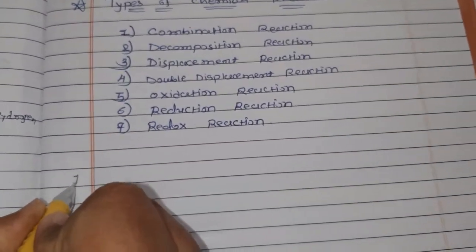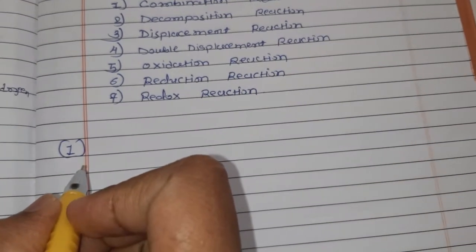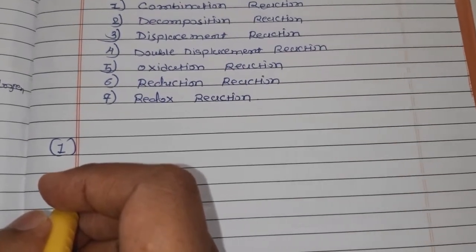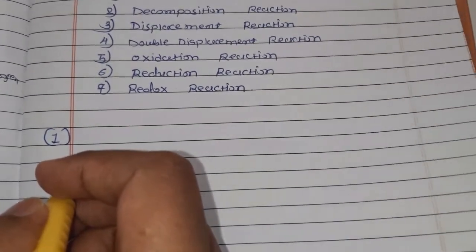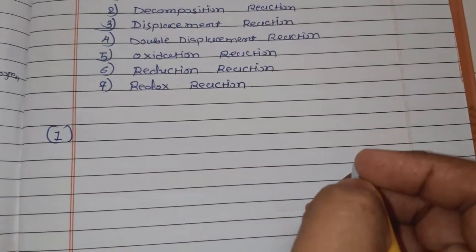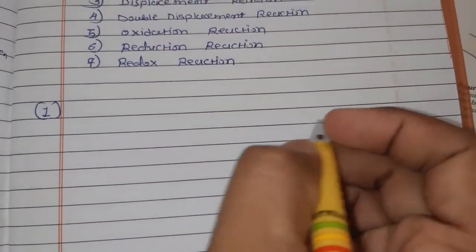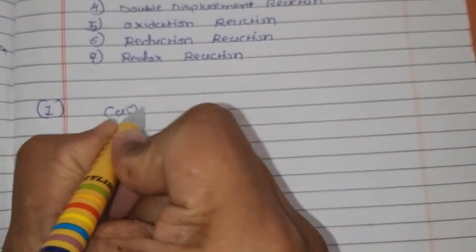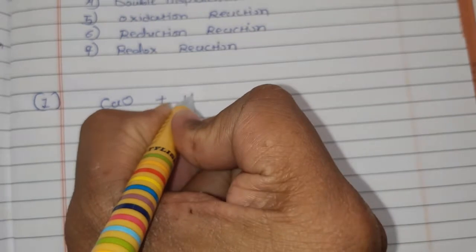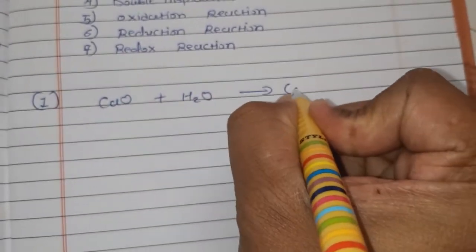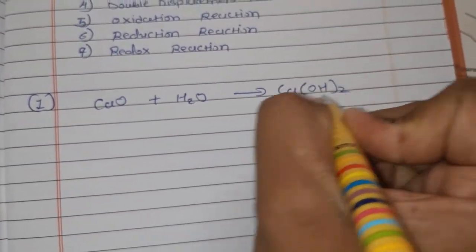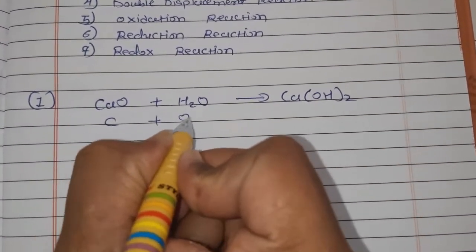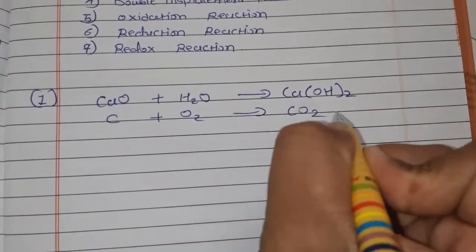The first one is the combination reaction. Combination means that when two or more substances, elements or compounds combine together and form a single product, that is known as a combination reaction. In your textbook the given example is calcium oxide reacting with water to produce calcium hydroxide. Another example: carbon reacts with oxygen to produce CO2.